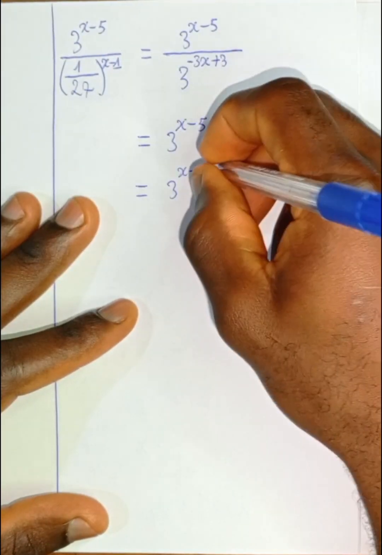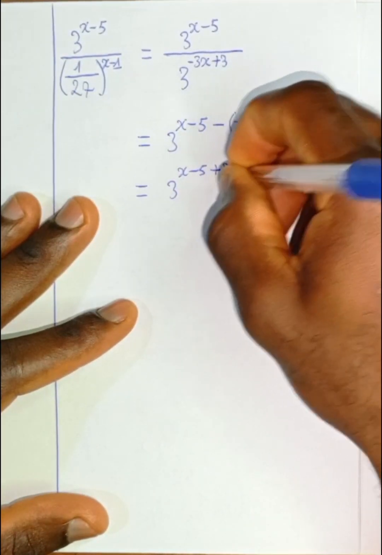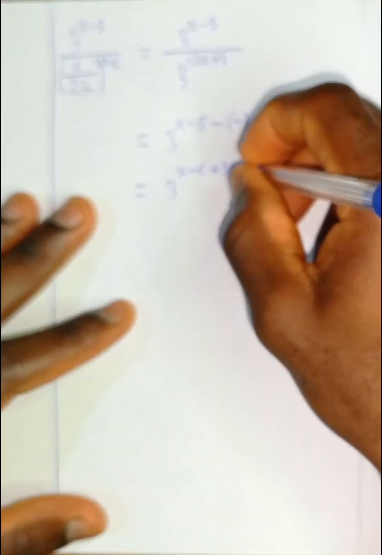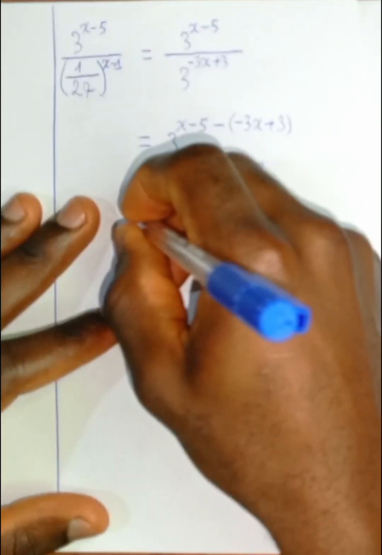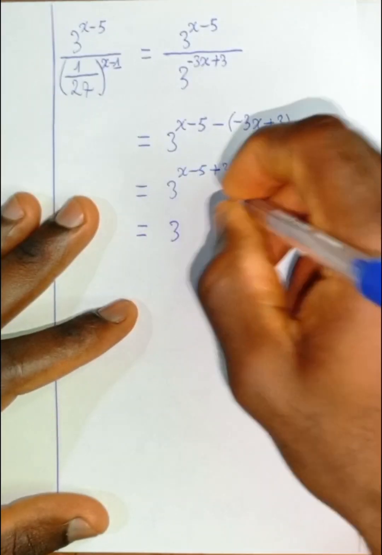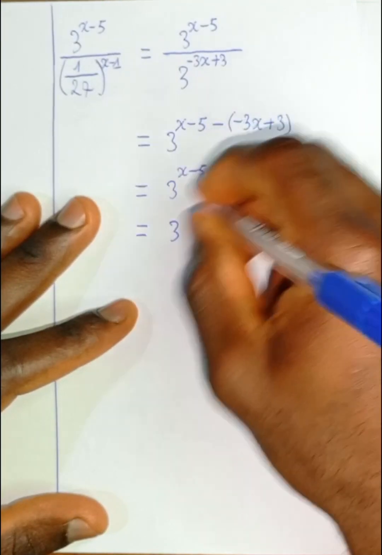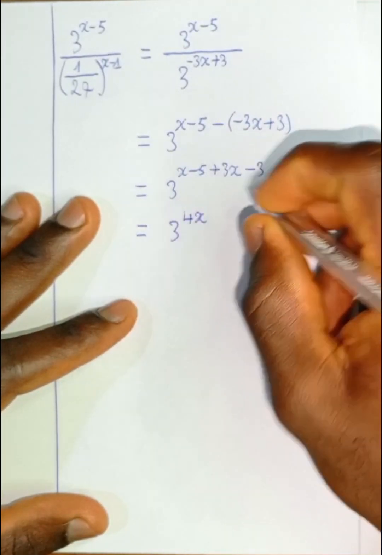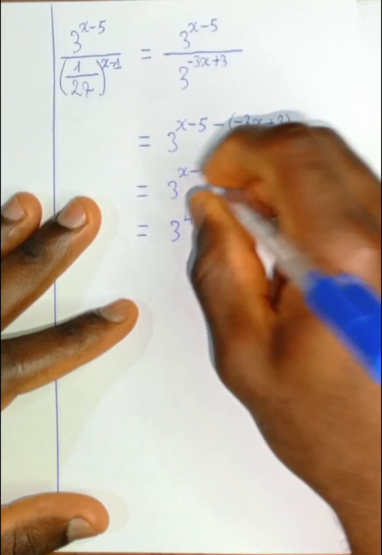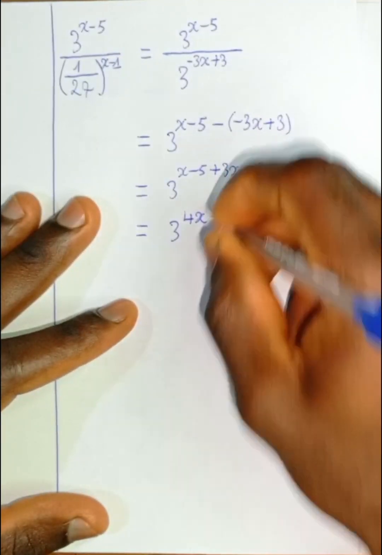Negative 1 times negative 3x gives us positive 3x. Negative 1 times 3 gives us negative 3. This will simply be equal to 3 raised to the power x plus 3x gives us 4x. Negative 5 minus 3 gives us negative 8.